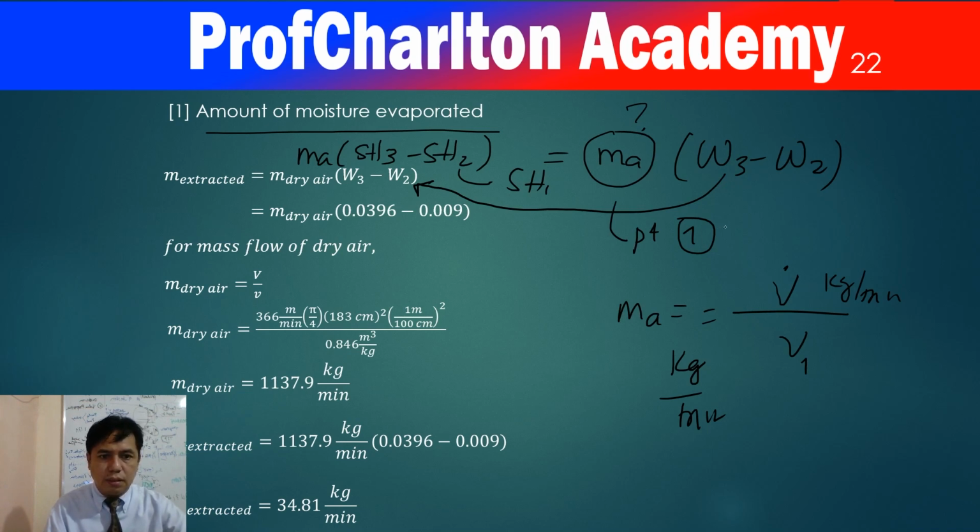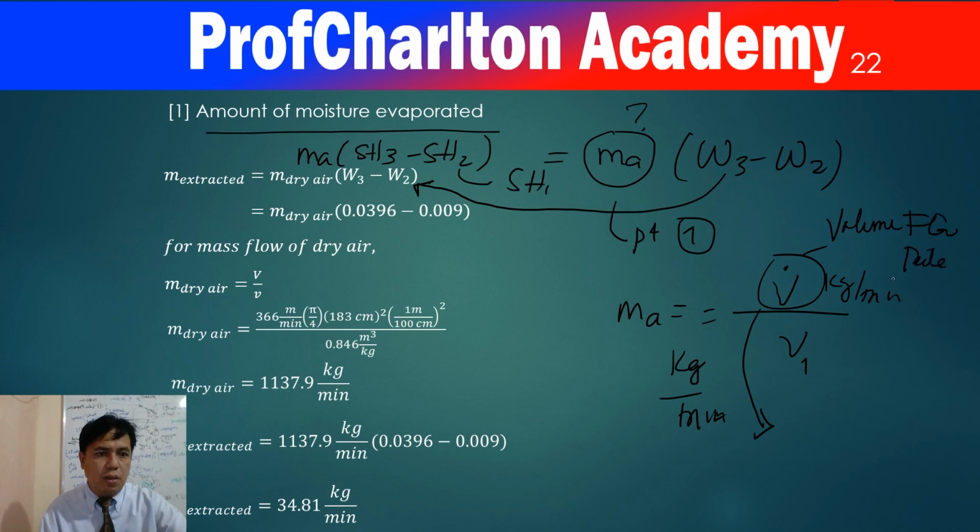Now, here we can have this, right? So how do we get this volume? How do we get this volume? We have to multiply this by the velocity, no? Area times the velocity, right? Because here is volume flow rate, right? The volume flow rate, which is also the V dot or Q.